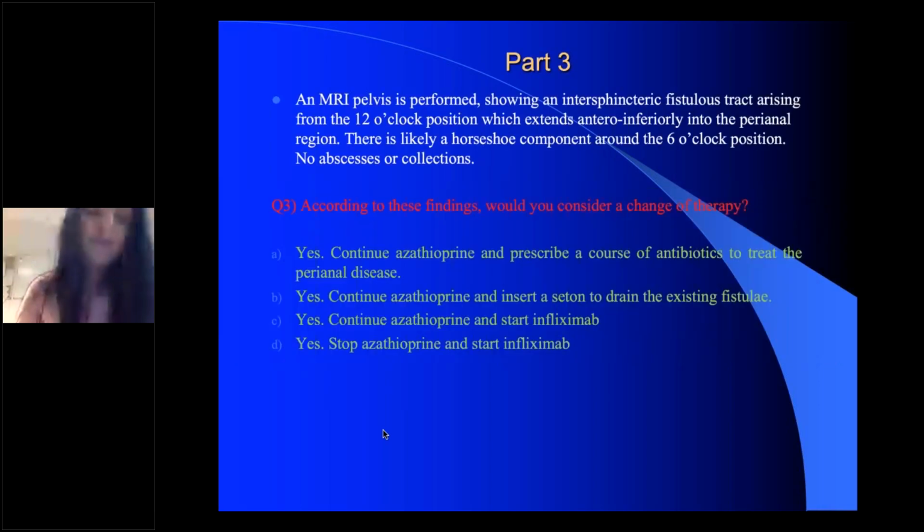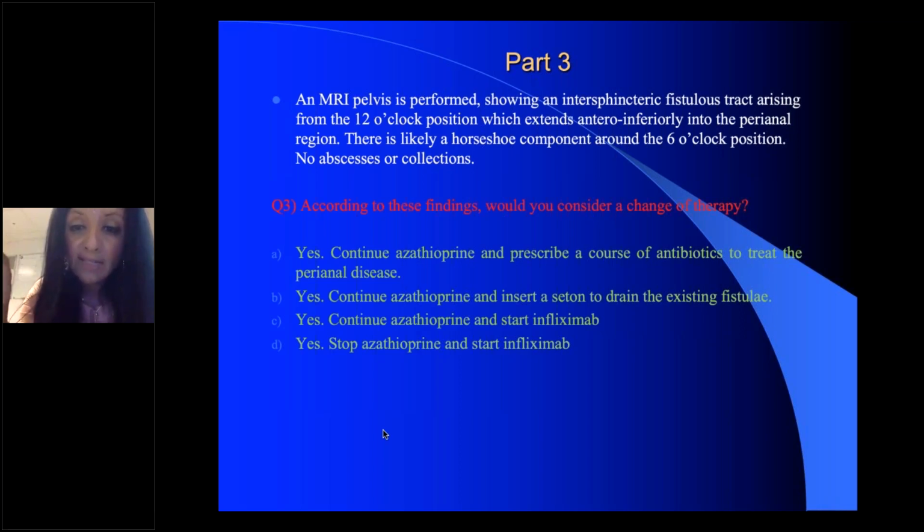Okay, so moving on, Harry then has an MRI pelvis performed because he has some perianal disease. And this shows that he has an intersphincteric fistula, arising from the 12 o'clock position and extending. It has a horseshoe component, so I'll explain what a horseshoe means. It basically means this is a very complicated fistula, coming out at 6 o'clock. It's not a simple fistula that just goes in and out in one tract, but it's branching, which gives this horseshoe type appearance. So basically, Harry has got complicated fistulating disease.